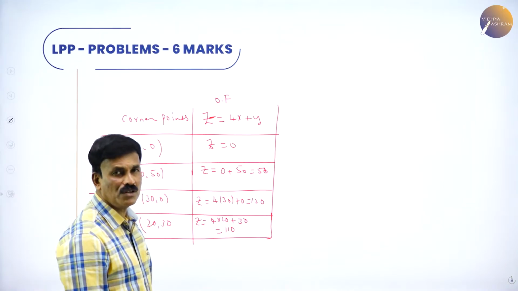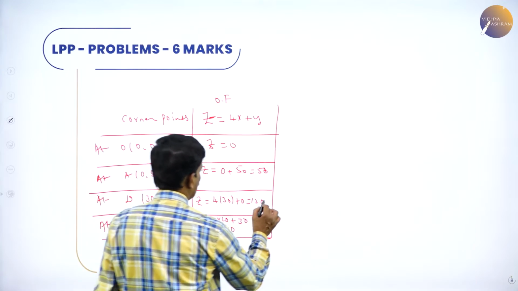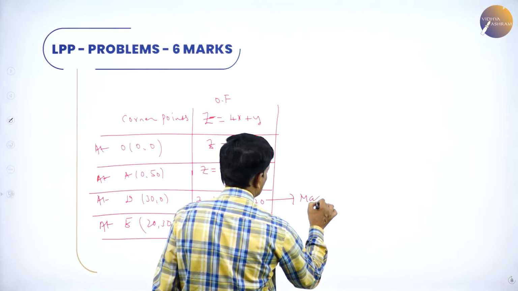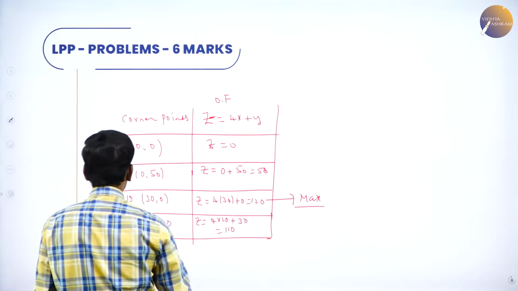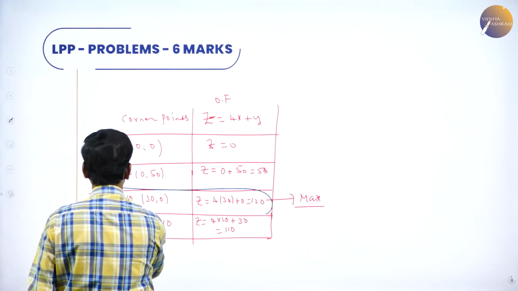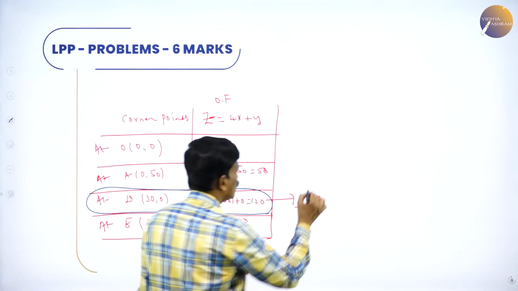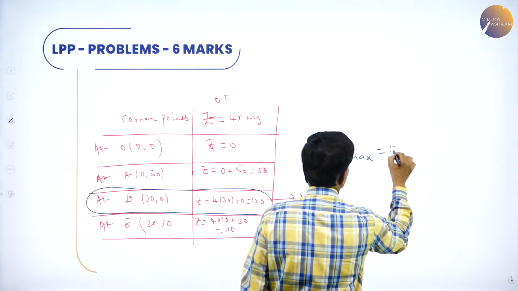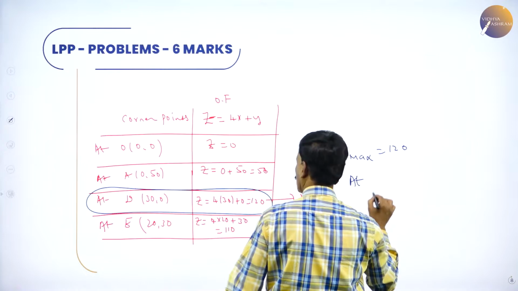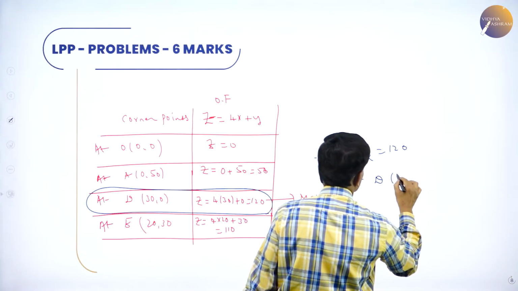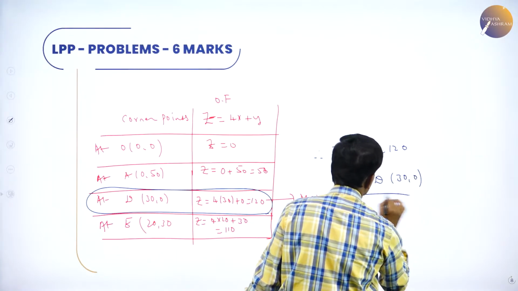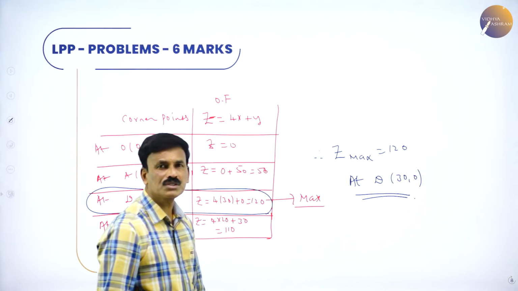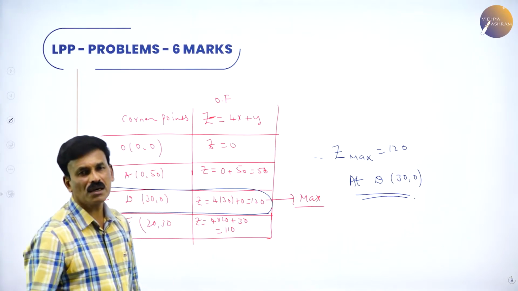Now, what is required is to find the maximum value. What is the maximum value from the table? The maximum value is 120. So Z maximum is equal to 120 at the point D, 30 comma 0. That's it. This is how you solve a problem using the graphical method.